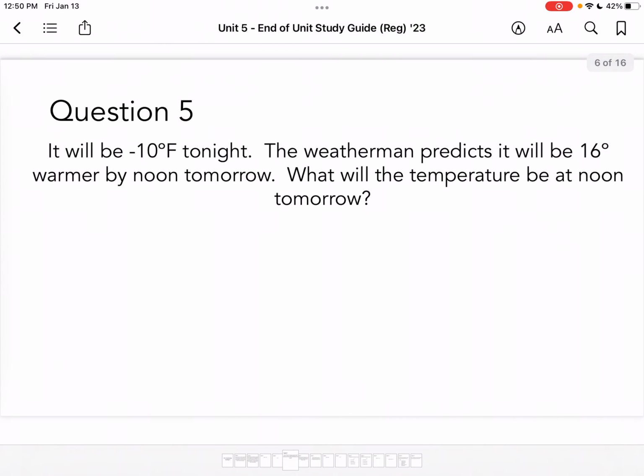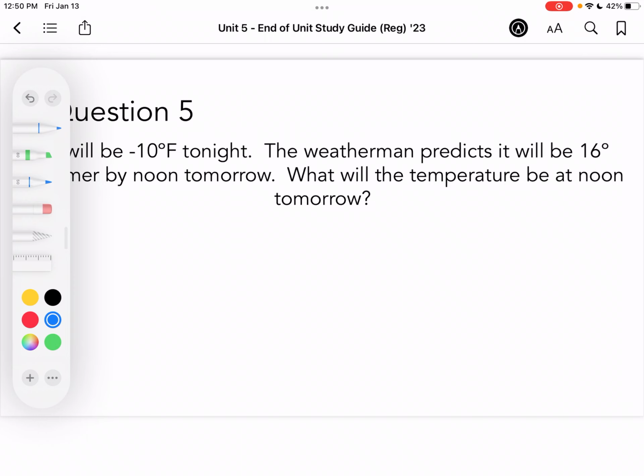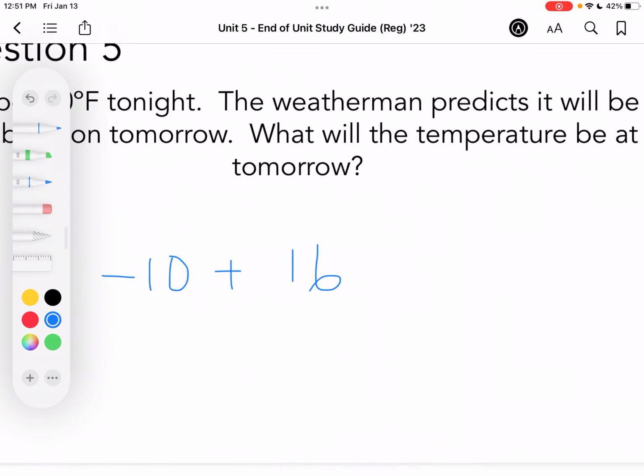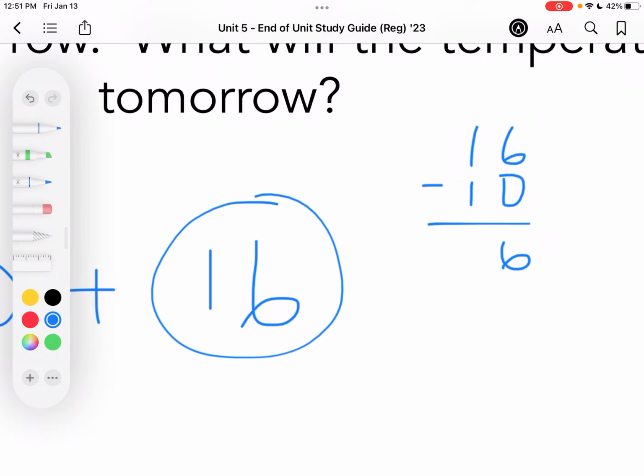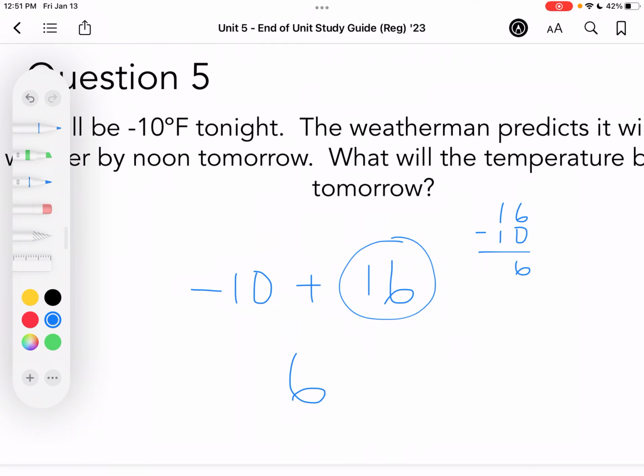It'll be negative 10 degrees tonight, and the weatherman predicts that it will be 16 degrees warmer by tomorrow at noon. What will be the temperature at noon tomorrow? So I have negative 10 plus 16. I know that my signs are different, so I'm going to subtract. So 16 minus 10 gives me 6, and I know I have more positives than I do negatives, so my answer is going to be 6 positive.